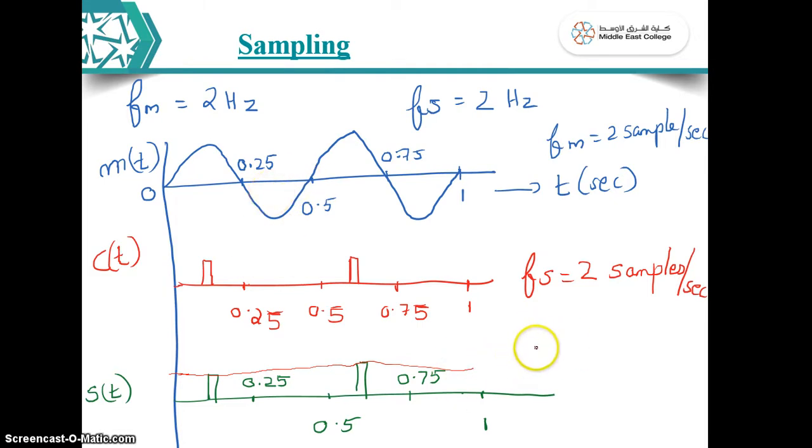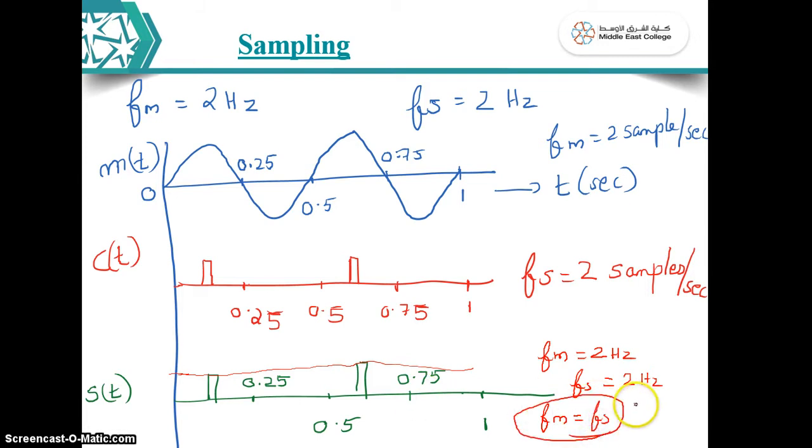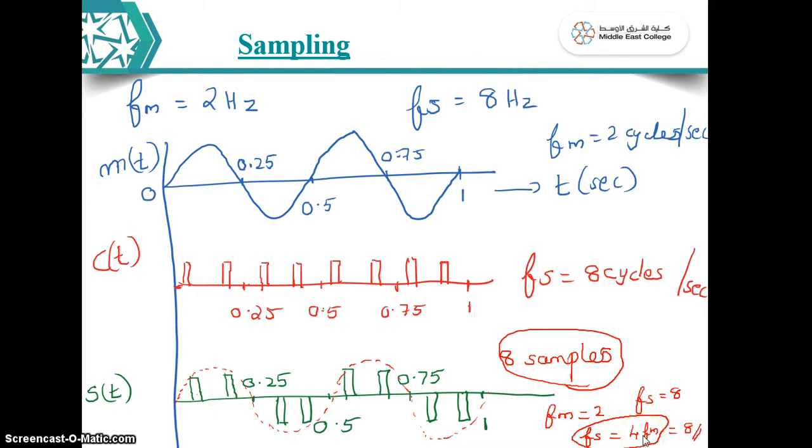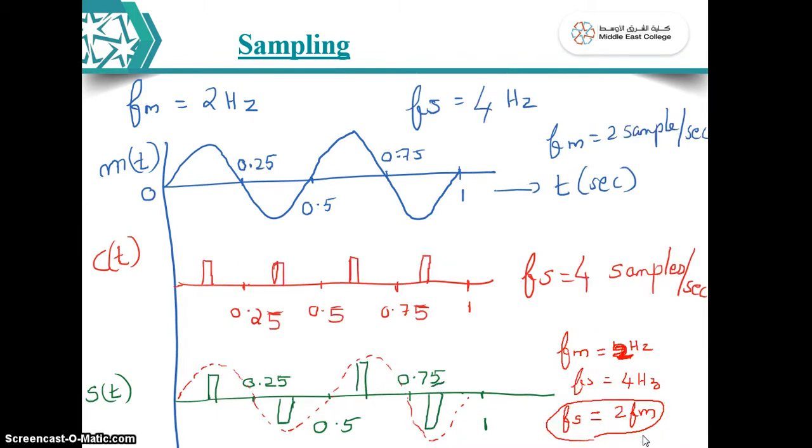That means here I have considered Fm as 2 hertz, and Fs is how much? Only 2. Again Fs is also 2 hertz. So here I have taken Fm equal to Fs. Can you reconstruct? No, you cannot reconstruct. So if you want to reconstruct your signal, you have to choose the sampling frequency at least 2 Fm or greater than 2 Fm. This is what is called the Nyquist theorem.